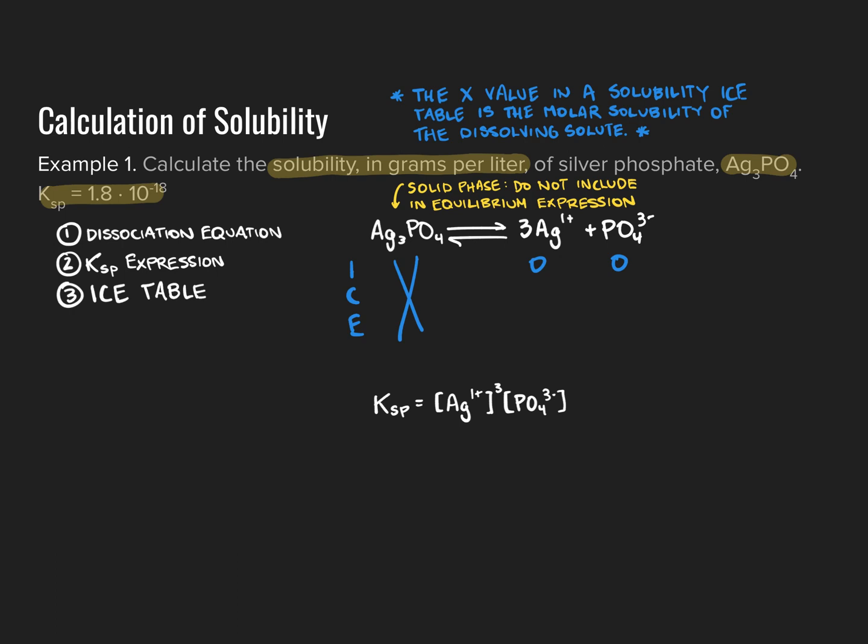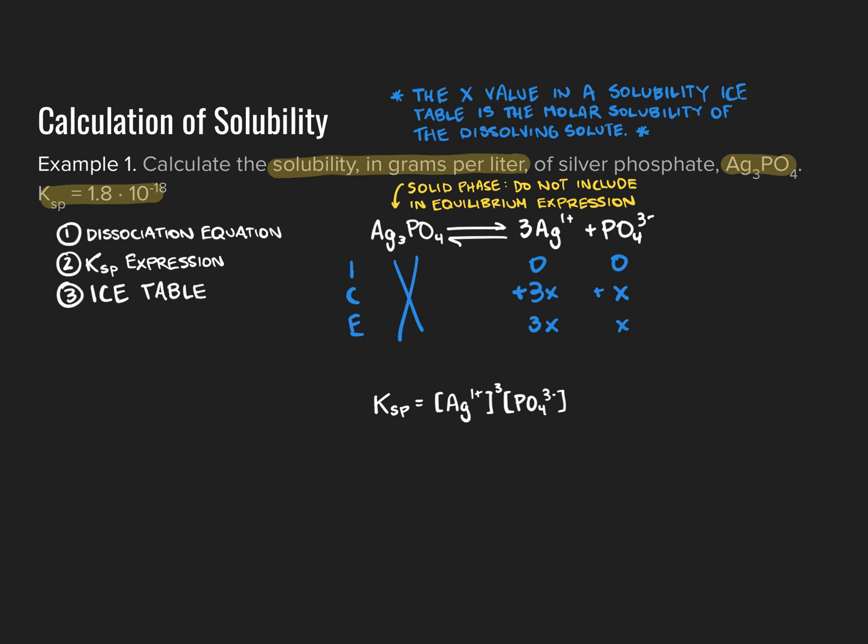So if X moles per liter of the solute dissolve, because there's a 1 to 3 molar ratio there, I would expect to see the formation of 3x moles per liter of the silver ion and x moles per liter of the phosphate ion in solution. And again, because we started off at initial concentrations of 0, that means that the equilibrium concentrations of these ions would respectively be 3x molar for the silver ion and x molar for the phosphate ion in our solution.